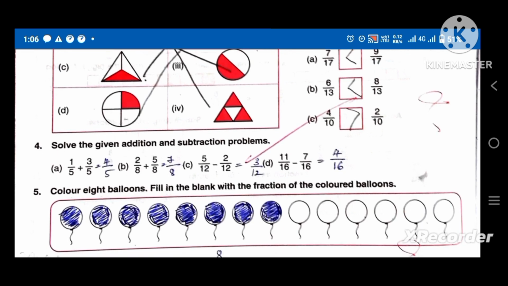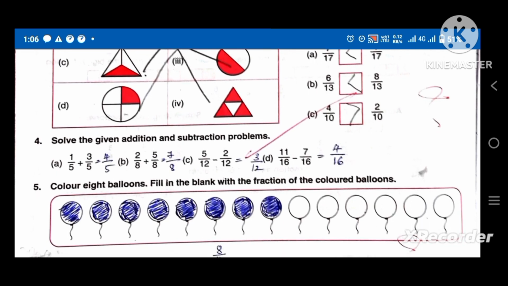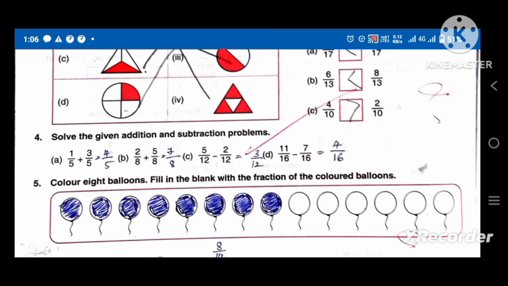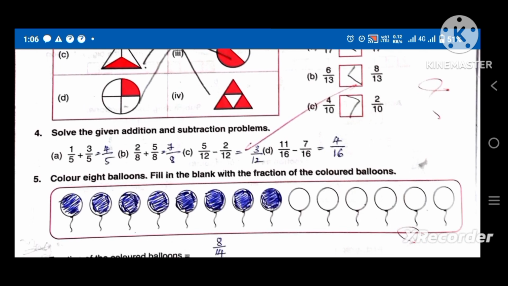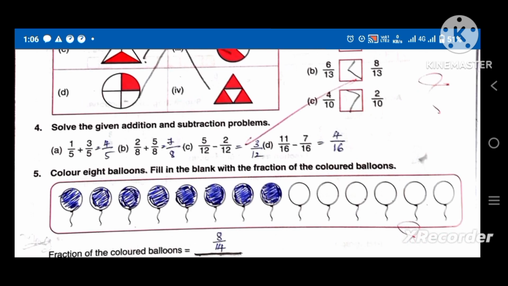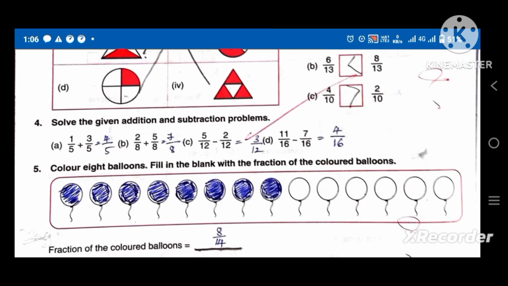Here A, 7 by 17 is smaller than 3 by 17. B, 6 by 13 is smaller than 8 by 13. C, 4 by 10 is greater than 2 by 10.